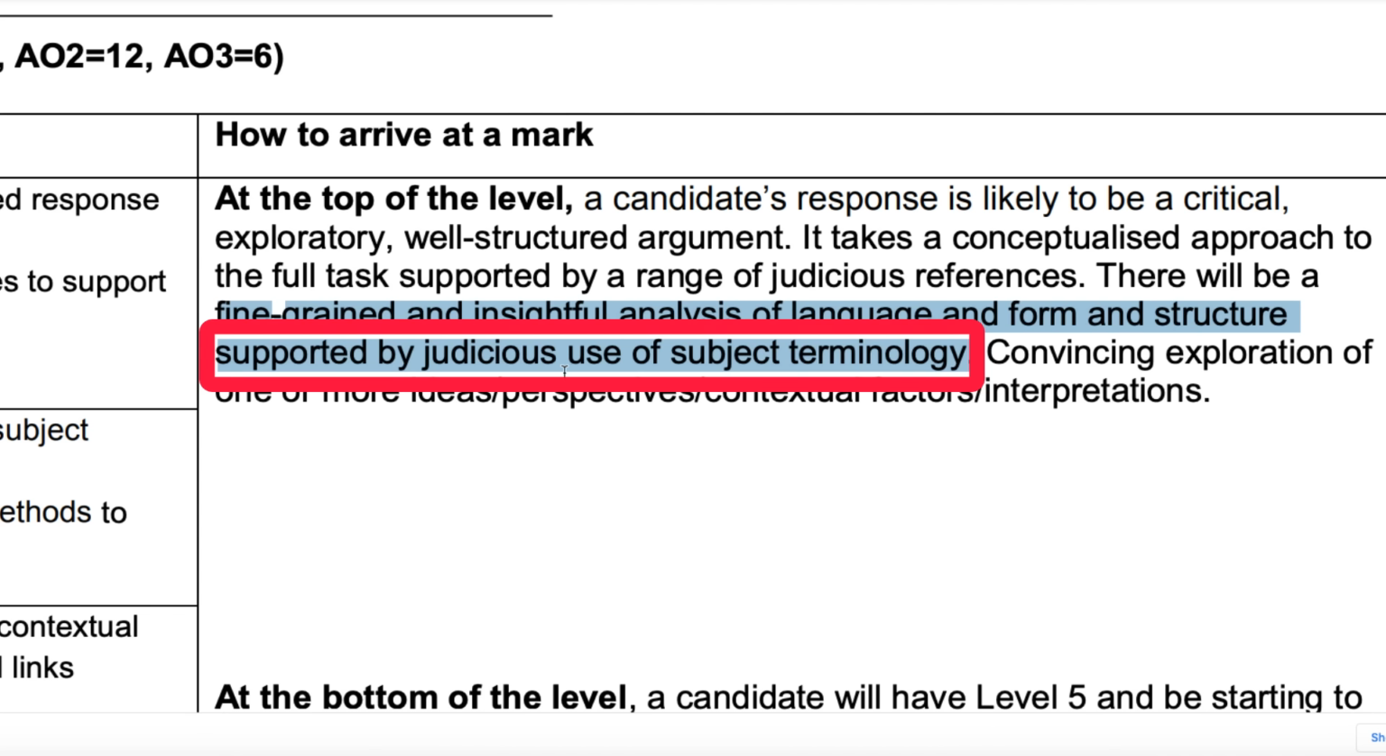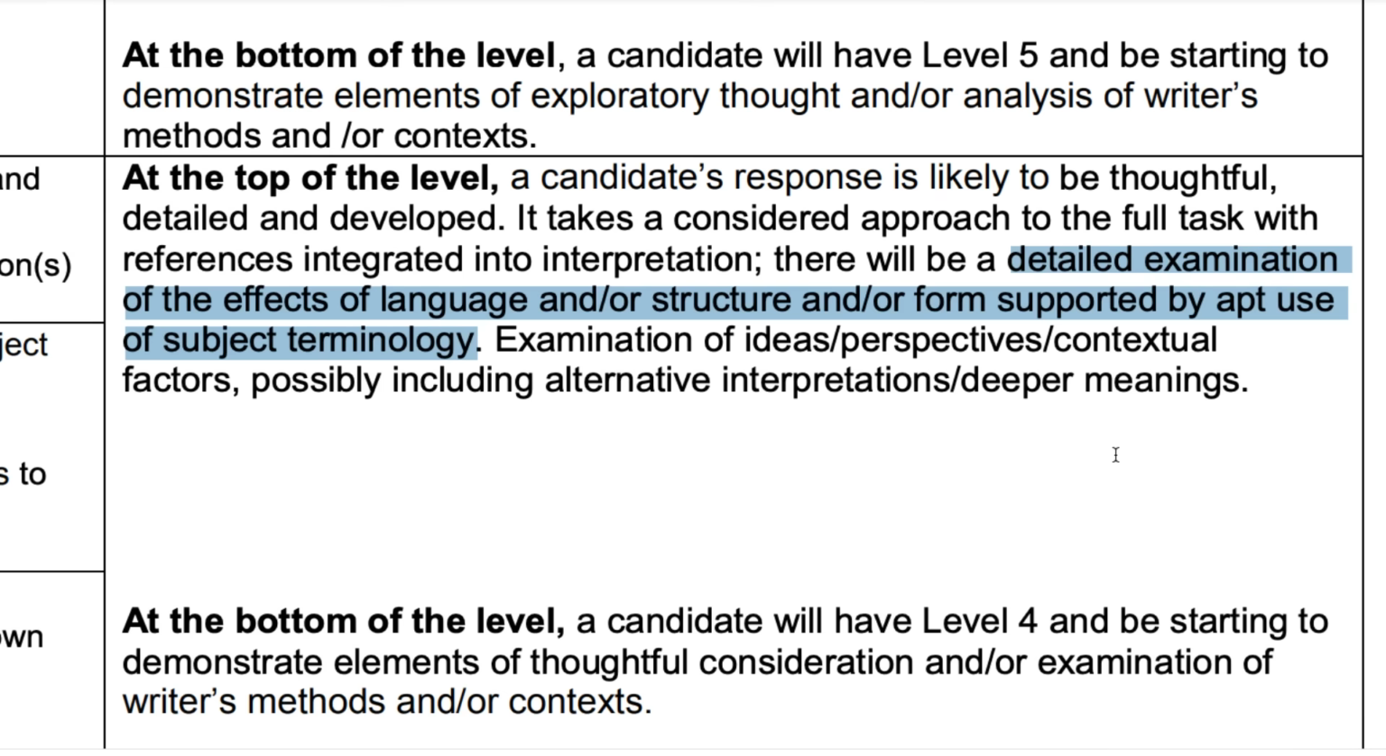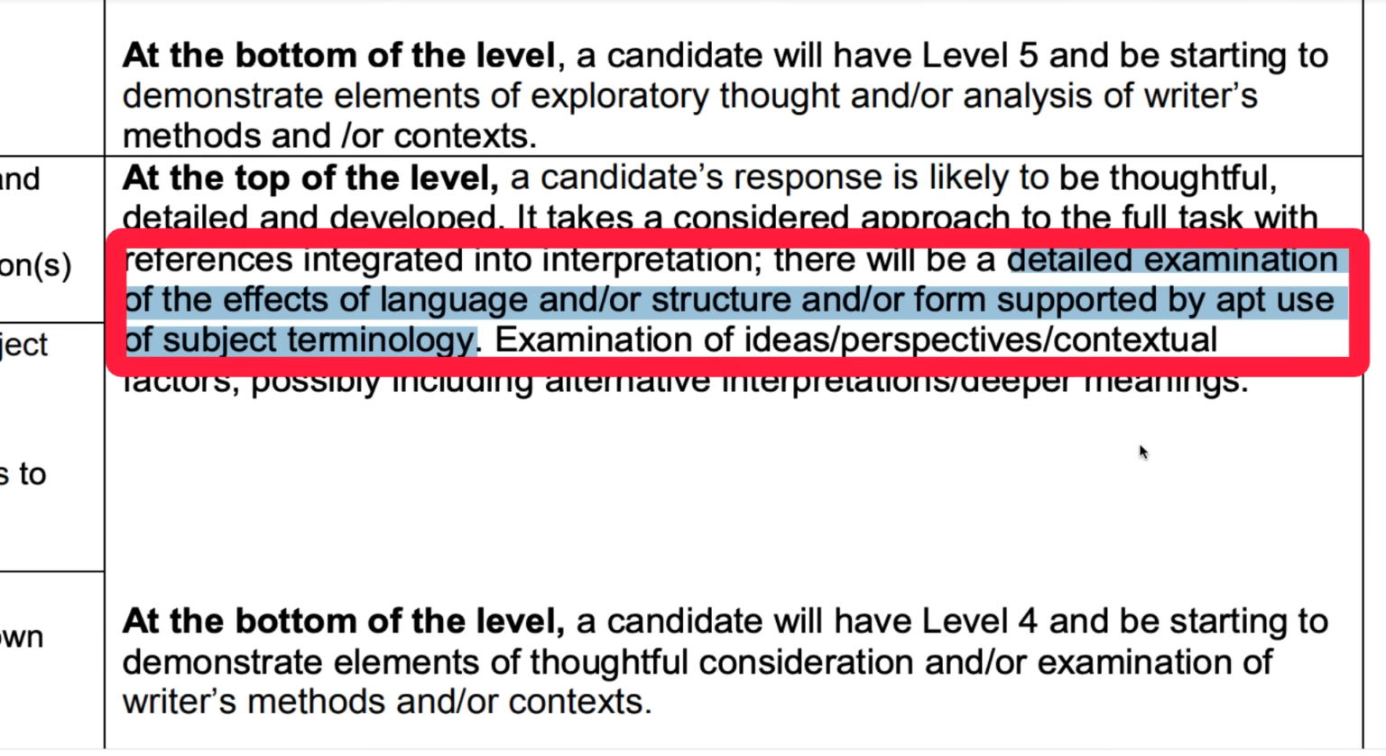And then, is he writing about the right subject terminology? Well, of course he is. Semantic fields, metaphor and contrast are very relevant to every single poem. And if he doesn't quite make the top band, he will have certainly nailed the idea of having a detailed examination of language, and his subject terminology will definitely be apt, which means correct.